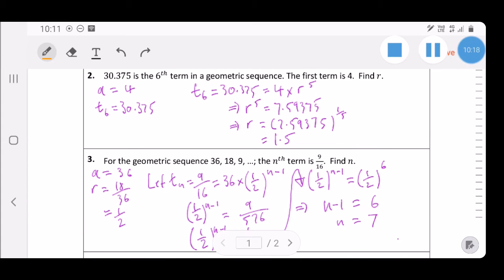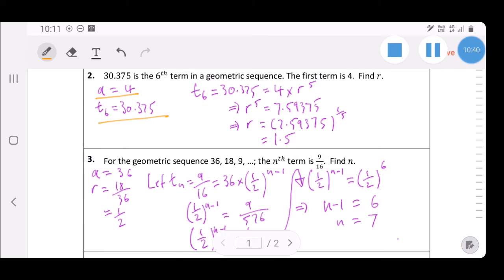All right, question 2. 30.375 is the sixth term in a geometric sequence. The first term is 4. Find R, the common ratio. All right, so let's write down everything that we have. We have the first term is 4. We have the sixth term, which is 30.375.